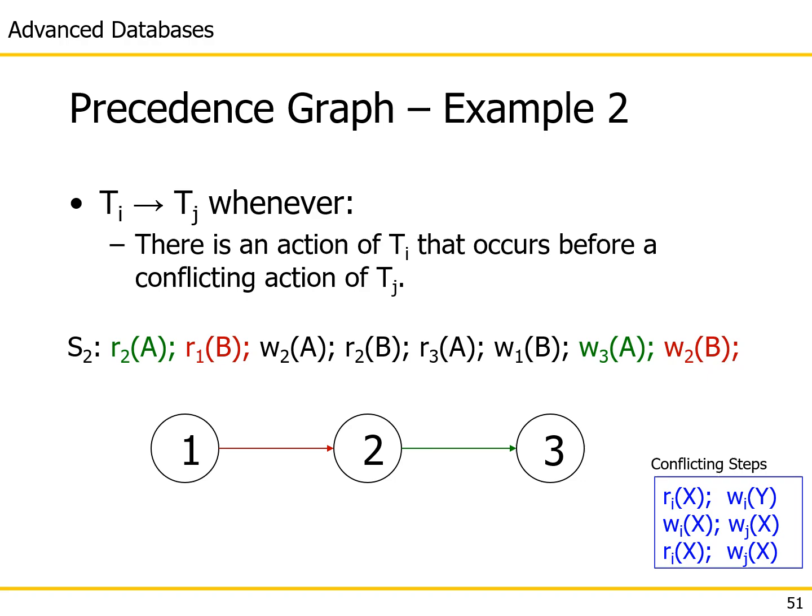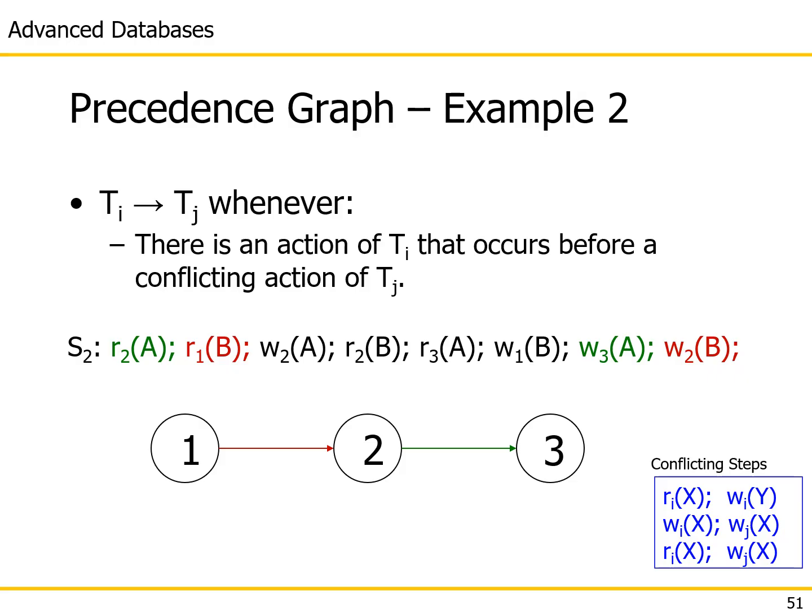If this is indeed the case and we're not going to find any other conflicting steps, then this schedule is serializable and it is conflict equivalent to the serial schedule where you run T1 followed by T2 followed by T3. You're going to get the same result.